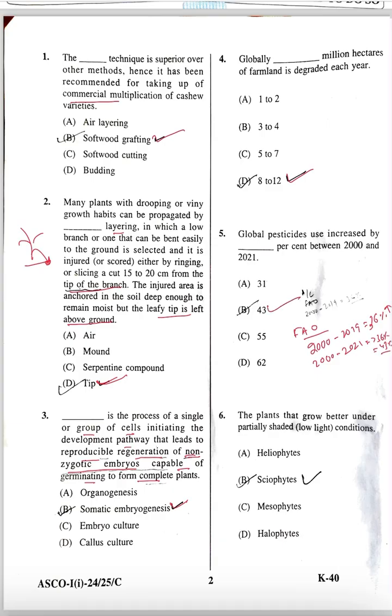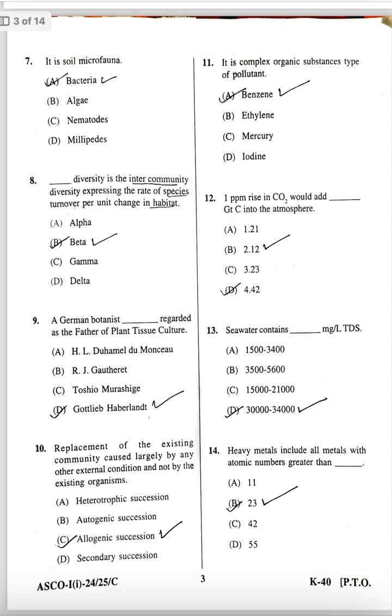The plants that grow better under partially shaded conditions, or as you know, shade loving plants, are sciophytes. Then next, in soil, there is microfauna. Microfauna means bacteria. Then the diversity that is the intercommunity diversity, expressing the rate of species turnover per unit change in habitat, is basically beta diversity, also known as intercommunity diversity. Then next, a German botanist regarded as the father of plant tissue culture: this is G. Haberlandt.